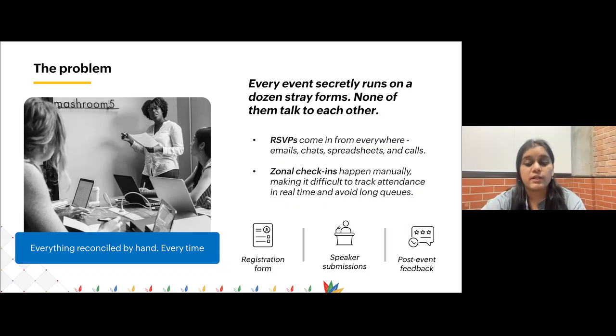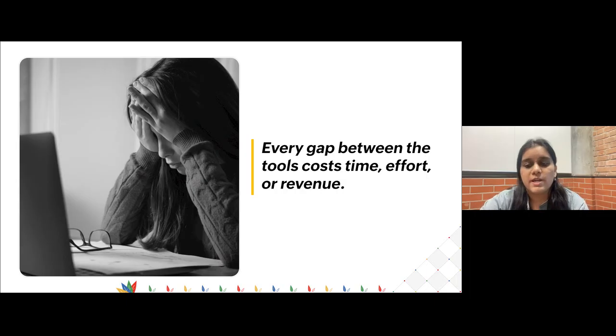On the day of the event, even zonal check-ins are frequently handled manually. Teams work with printed lists or disconnected spreadsheets that make it difficult to track attendance and manage capacity across different zones or move the attendees through quickly. Every time the information has to be copied manually from one system to another, there's a good opportunity for something to go wrong. A registration may not make it to the attendee list, a VIP RSVP may not be updated before the event, a speaker's details may be submitted twice.